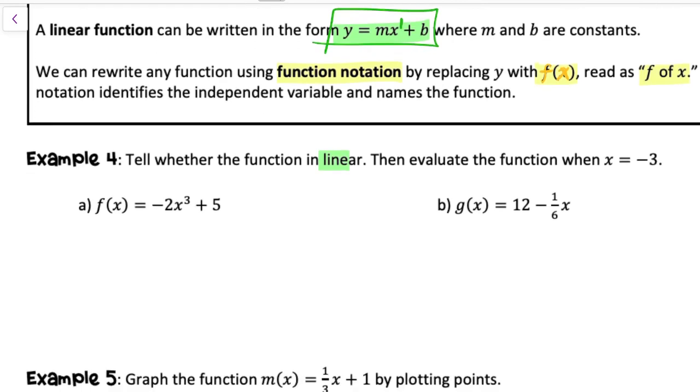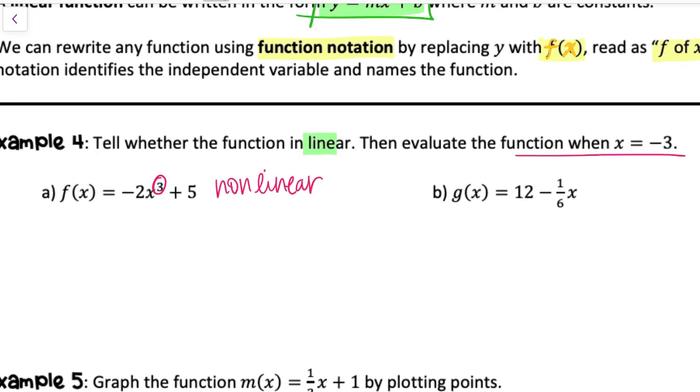But if you have an exponent greater than 1 on your variable, it is not linear. So example 4a, because of that exponent of 3 on your variable x, this is non-linear, or it is not a linear function. But we can still evaluate our function when x is negative 3, that's fine. So what we're going to do is take our function f and evaluate it at negative 3. So we'll say f of negative 3 is 2x, except instead of x we have negative 3, cubed plus 5.